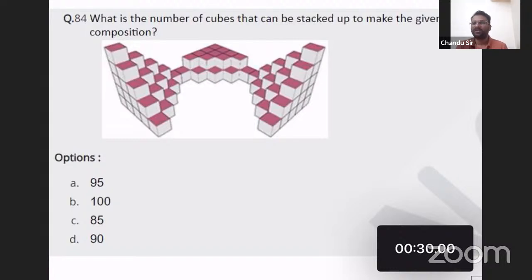So I'm not at all going to count anything over here. I'm just putting some numbers. I need to know the cubes in each and every layer. So I will put some numbers over here.